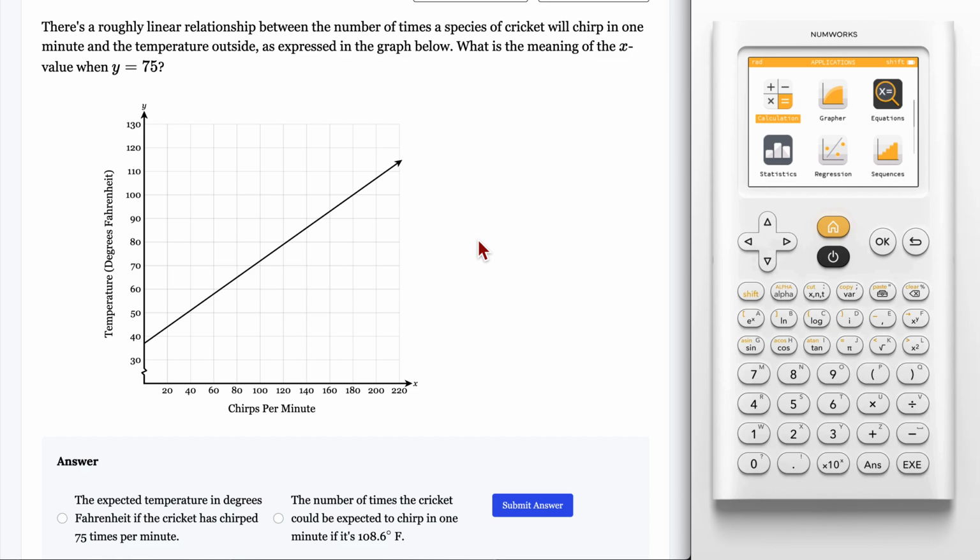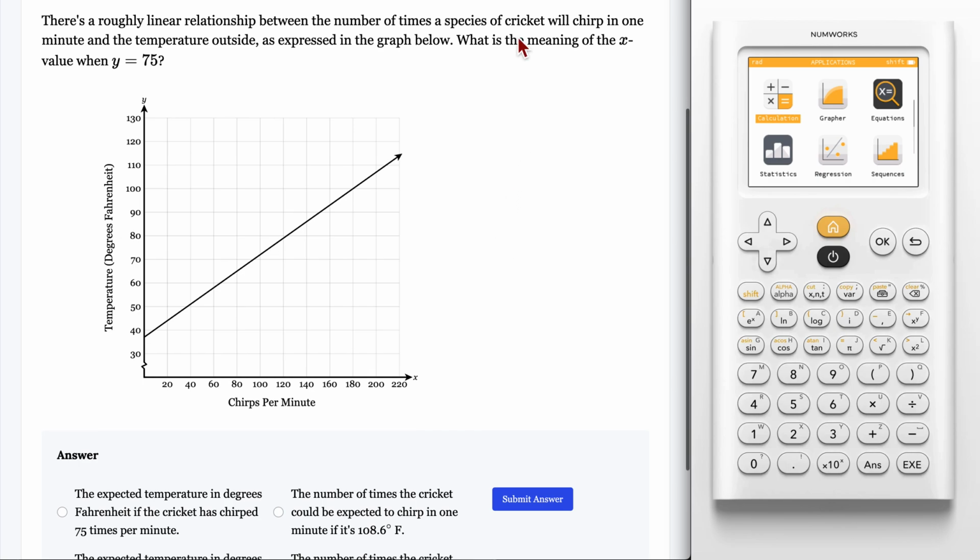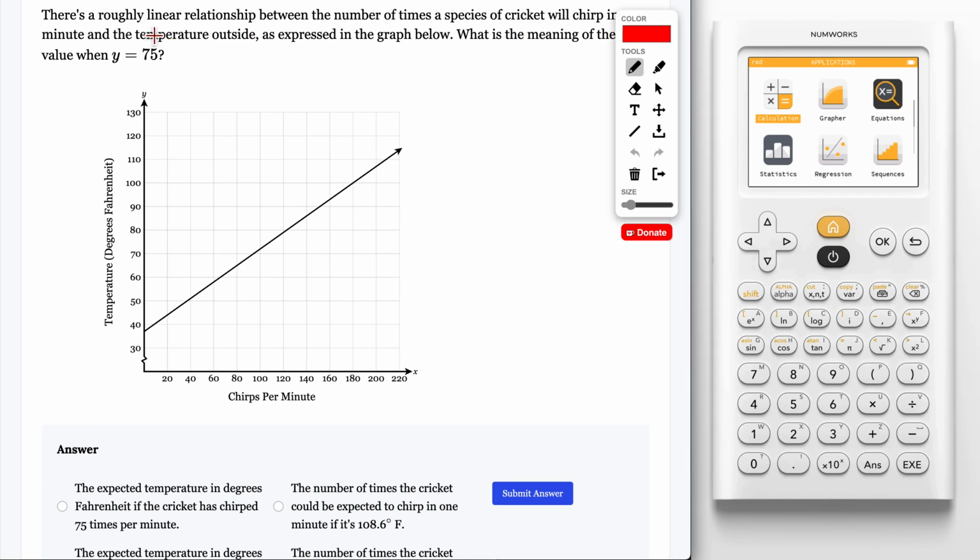Guys, Mr. Carpenter here. We're looking at another context question for a linear relationship. So let's identify some things. We have a linear relationship. We know that this means that we have a line on our graph.